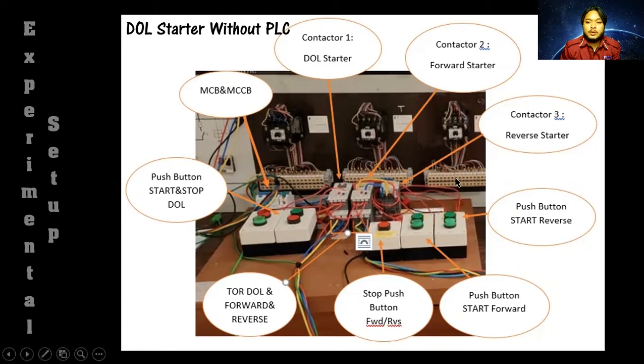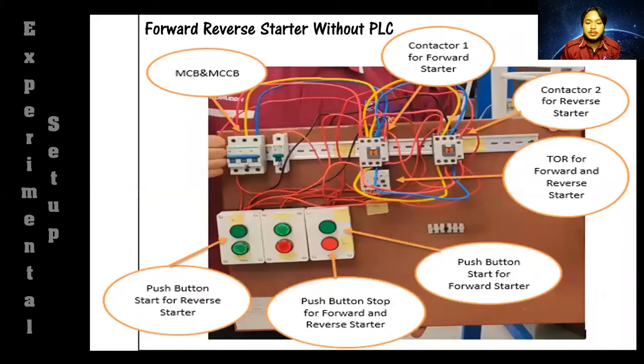Then we have the forward reverse. Here we have the forward starter, and contactor 3 is the reverse starter. There are push buttons for start forward, start reverse, and a stop push button for forward and reverse. The function of the MCB is as a circuit breaker for single phase, and the MCCB is a circuit breaker for three phase.